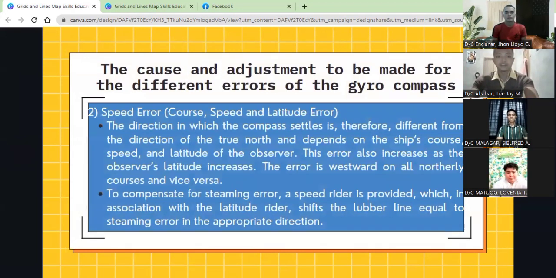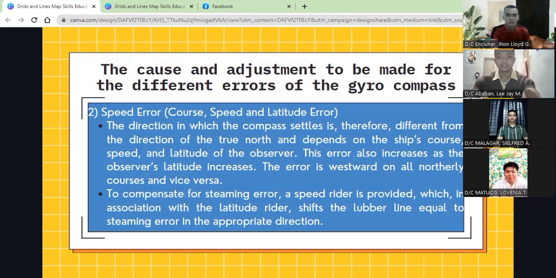Speed error. The direction in which the compass settles is therefore different from the direction of true north and depends on the ship's course, speed, and latitude of the observer. This error also increases as the observer's latitude increases. The error is westward on all northerly courses and vice versa. To compensate for steaming error, a speed rider is provided which, in association with a latitude rider, shifts the lubber line equal to the steaming error in the appropriate direction.